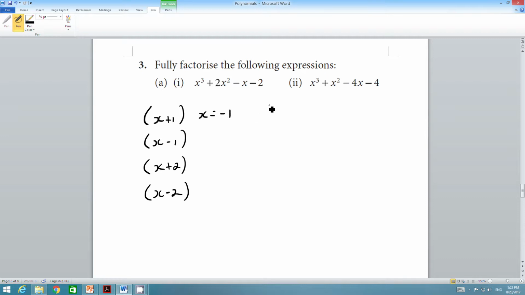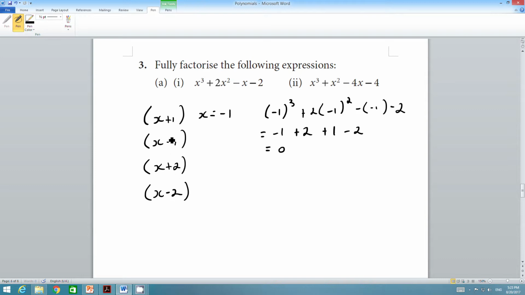So let's go and try this. I'm going to say negative 1 cubed plus 2 times negative 1 squared minus negative 1 minus 2. Negative 1 cubed is of course negative 1. Negative 1 squared is going to become positive, so positive 1 times 2 is plus 2. This becomes a positive and this stays a negative. So now I have negative 1 plus 1 plus 2 minus 2, which is equal to 0. So I see that the result is equal to 0. Therefore, x plus 1 is a factor.